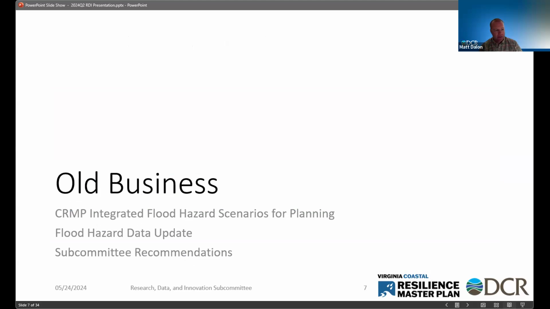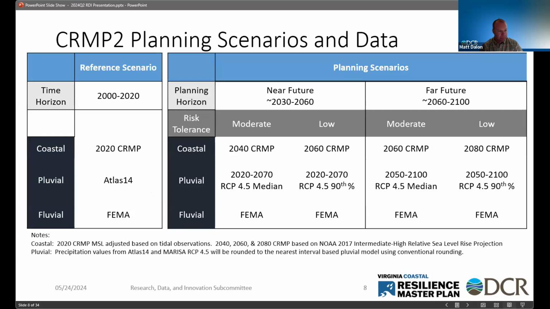All right. So in old business, there's two items I wanted to cover. One is the integrated flood hazard scenarios for planning, which are slightly different than what we did with phase one, and I just wanted to put out the final look at how we're doing these scenarios. Then give you an update on where we stand with the flood hazard data that we're going to be using to capture all major sources of flooding, which feed into those scenarios, and then really get into the subcommittee recommendations. So first up is our planning scenarios and the data that helps support those scenarios.